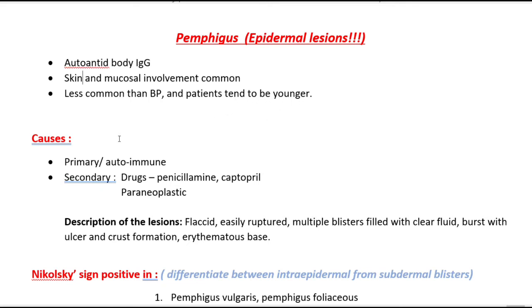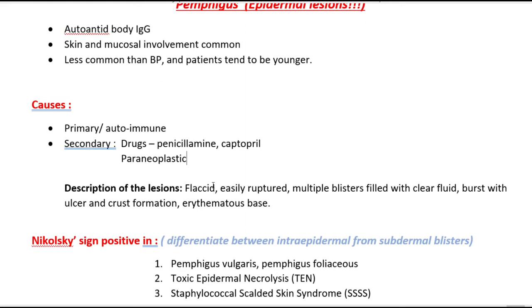The cause of pemphigus may be primary, that is unknown or autoimmune, and may be secondary due to drugs like penicillamine or captopril, and sometimes paraneoplastic, and this is called paraneoplastic pemphigus.